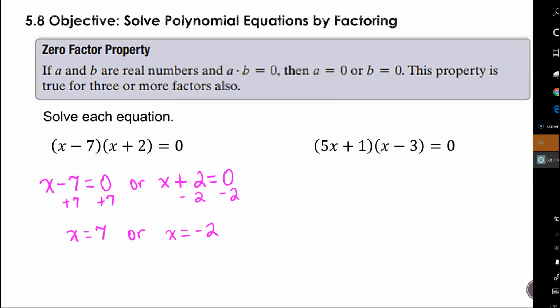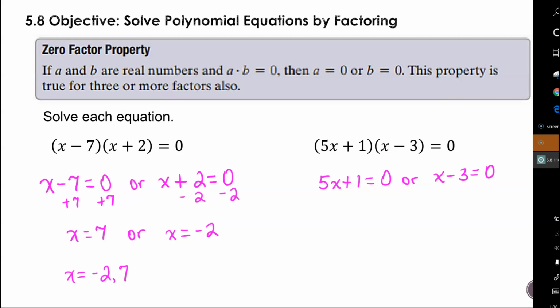You can write these just with a comma, so you could write it this way, negative 2 comma 7. It doesn't really matter which order you put those in. So the same thing holds true for this next equation that's already factored, so we don't have to do the factoring part yet. We set 5x plus 1 equal to 0 and x minus 3 equal to 0.